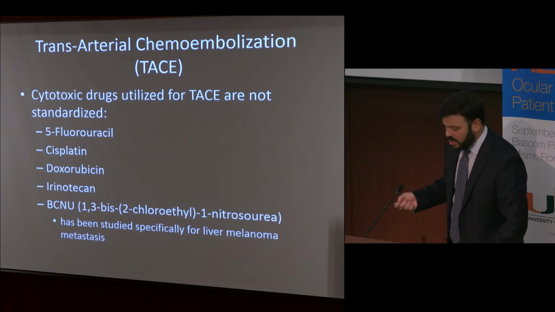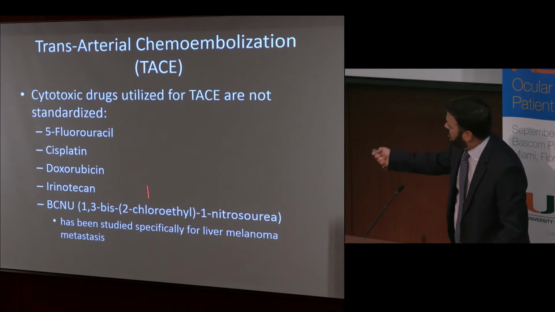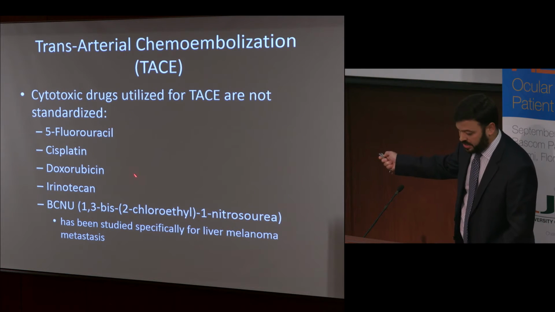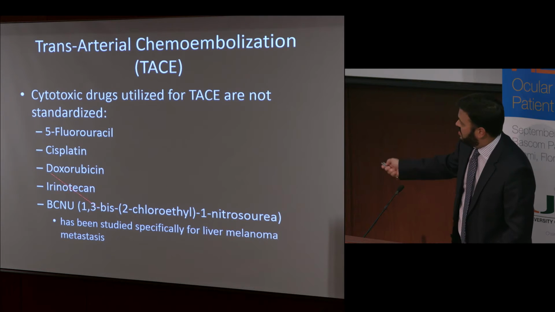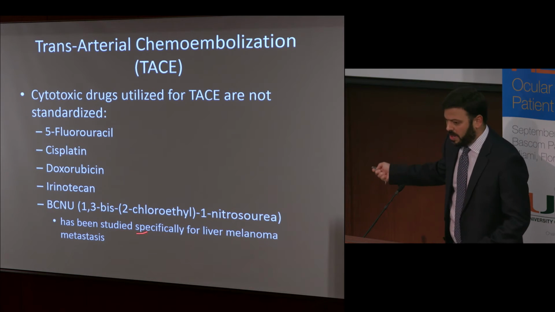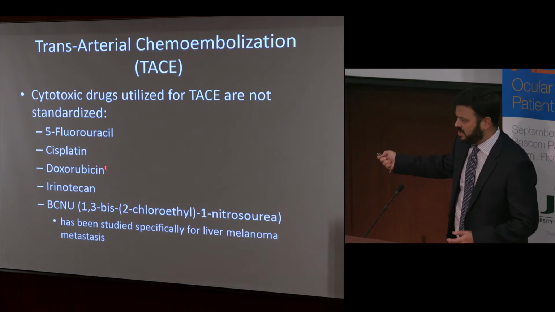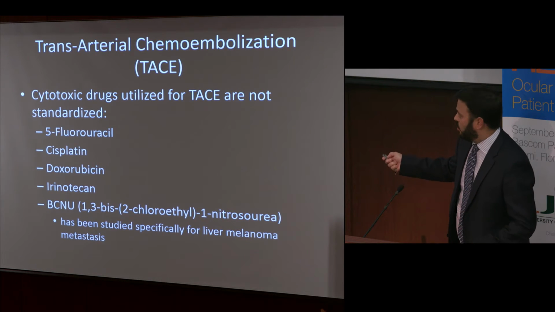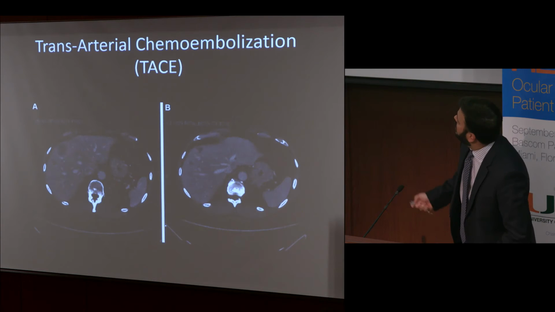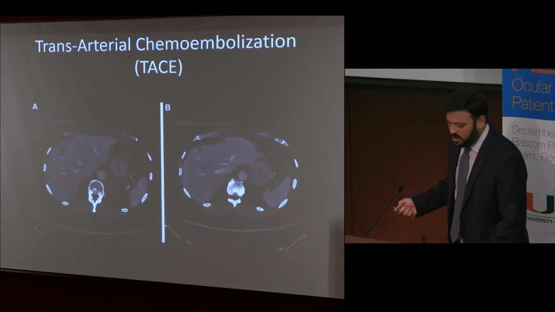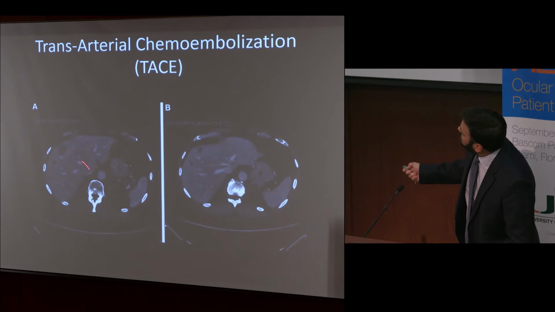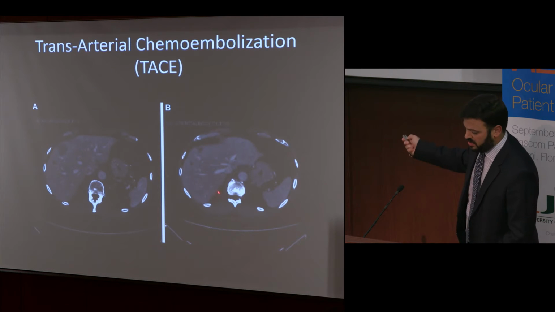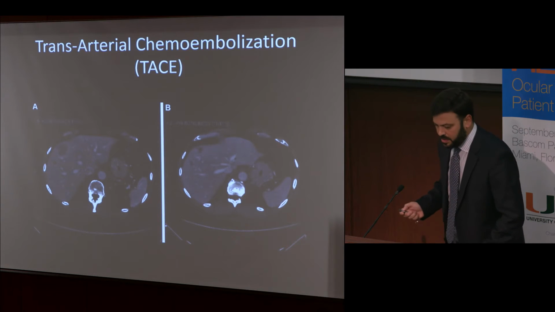I'm not going to bore you with this, but these are all the different types of drugs that we use when we do TACE. That's the problem. I think there are no comparative studies showing which one is of more benefit for metastatic disease in general, and obviously more comparative studies are going to be needed. Here's an example of a result after a TACE. You see the 2 lesions in the right hepatic lobe, and then in follow-up you see the shrinkage, actually quite significant, of the lesions.